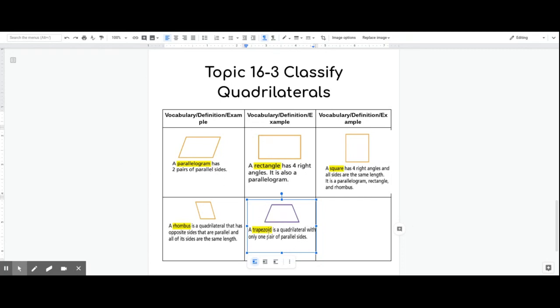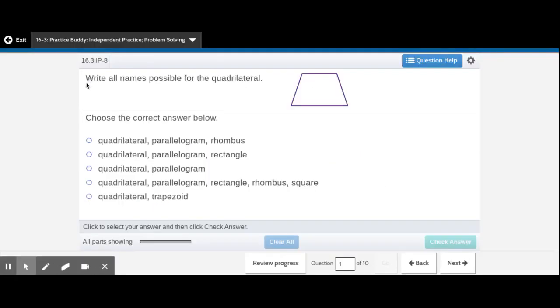So please use this information when it comes to answering your questions. This first question says, write all names possible for the quadrilateral. Choose the answer below. So looking at this picture, we see that this is a trapezoid. So obviously we need something that has a trapezoid in it. This one's the only one that has that.